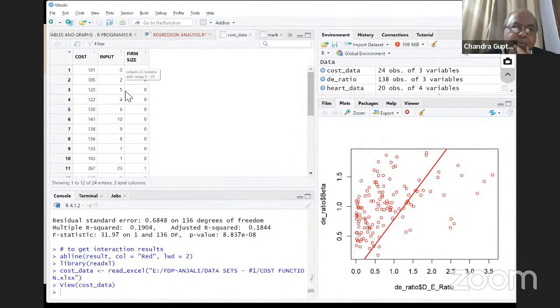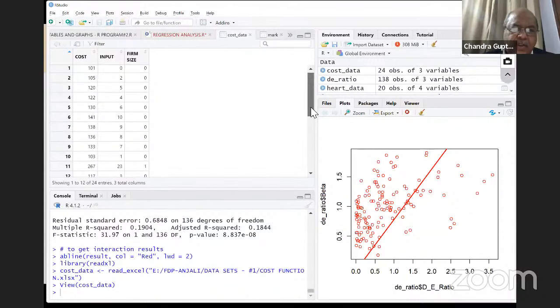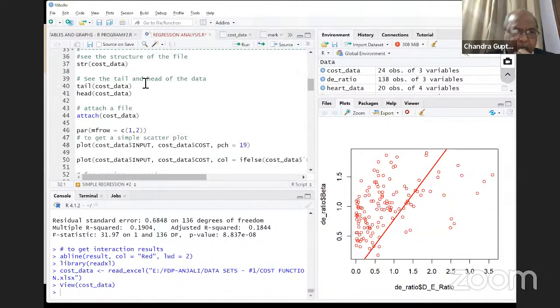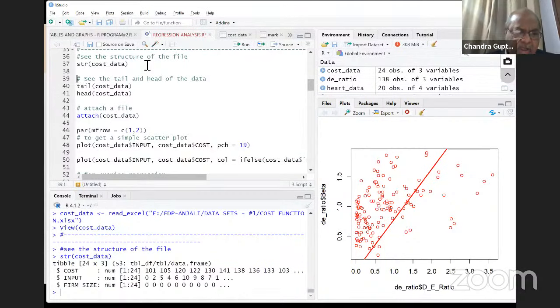So we have the firm size, and we have the cost, and we have the input. So we say that the cost is a function of the input. If you want to see the structure of the cost data, you can see it. So we have three variables in it: cost, input, and the size of the firm. 0 means small size company, and 1 means big companies.